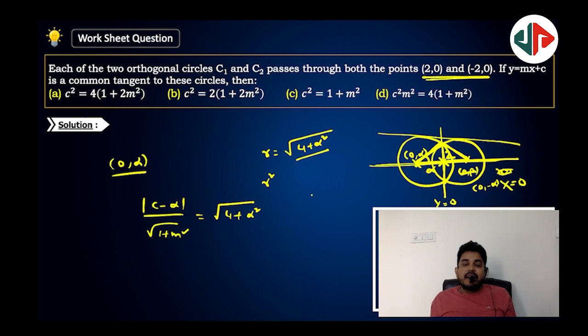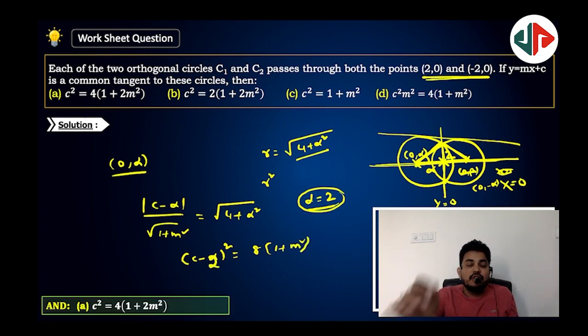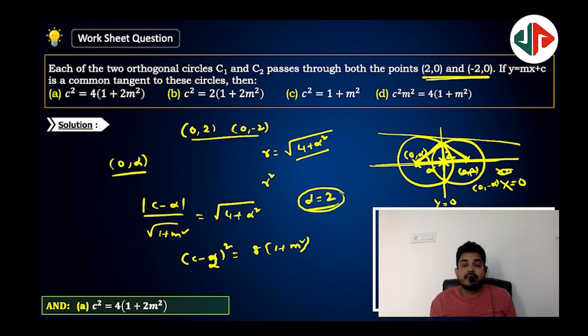So alpha is equal to 2, you are going to get. So modulus of c minus alpha whole square is equal to 8 times of 1 plus m square. So from here you solve, you will be getting c square is equal to 4 times of 1 plus 2m square. So center will become (0, 2) and (0, -2). You are going to get this one, because this angle will be 45.